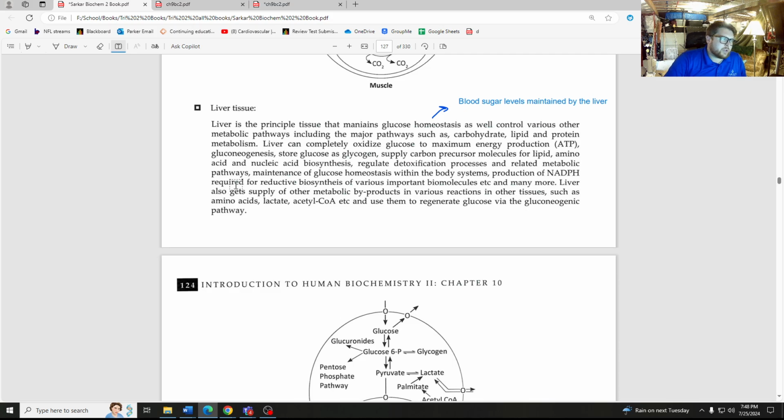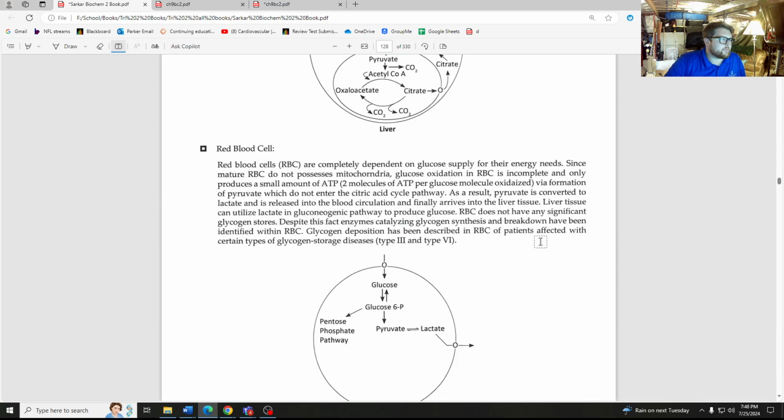The liver also gets a supply of other metabolic byproducts from various reactions in other tissues, such as amino acids, lactates, acetyl-CoA, etc., and uses them to regenerate glucose via the gluconeogenic pathway.